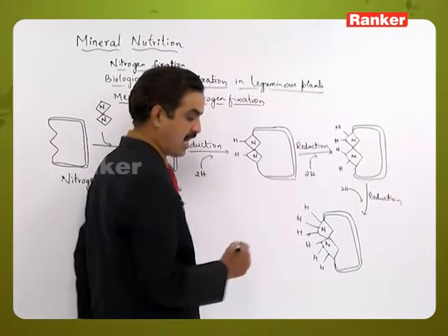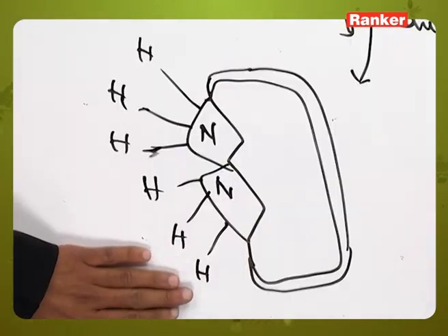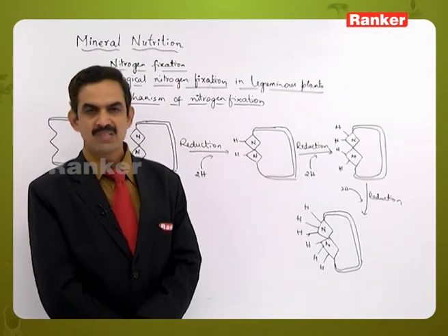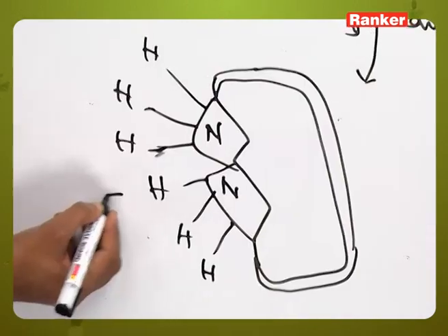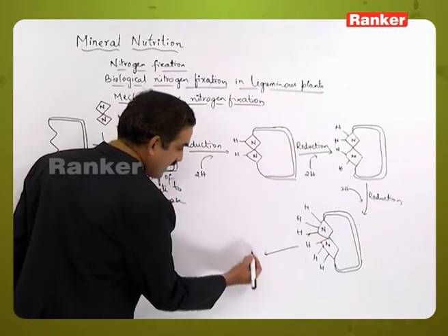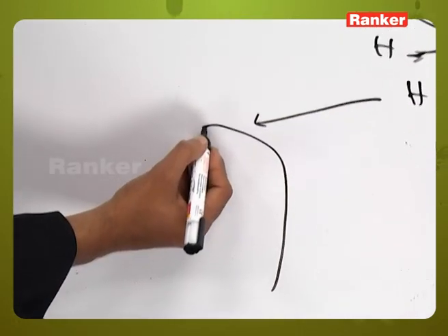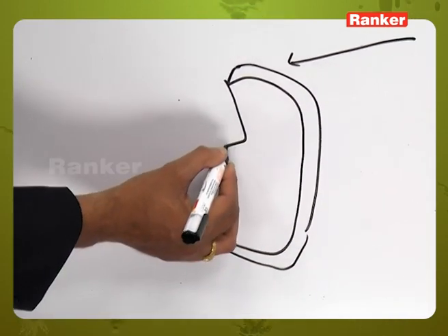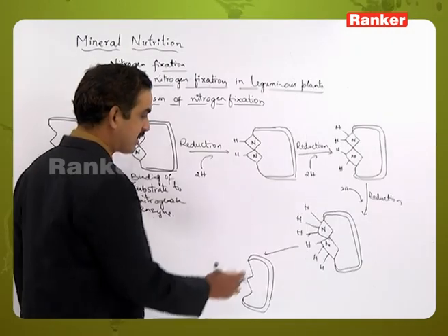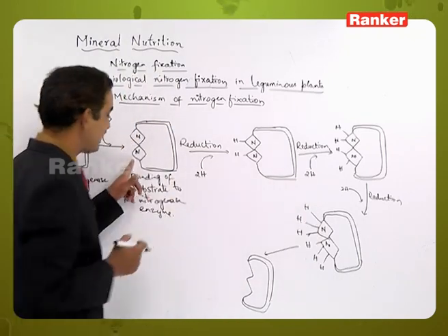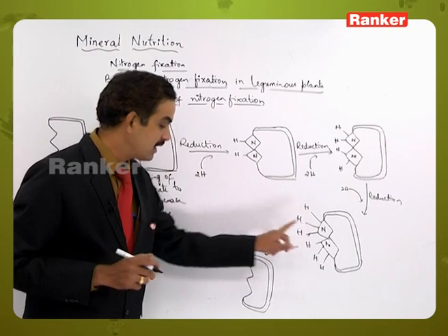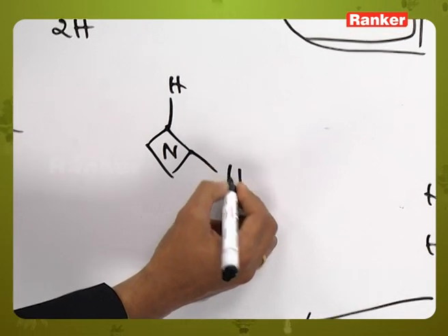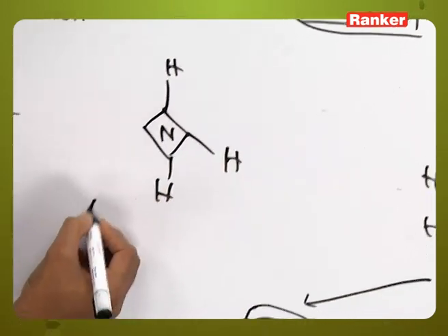And this is how the complete reduction of the nitrogen takes place, by addition of a total of 6 hydrogens to the two nitrogen atoms. In the final step, the enzyme will be separated. That means the enzyme is separated, and it may further participate in other processes of nitrogen fixation. And the substrate which was taken here, the nitrogen molecule, now will be converted into the product, and it is released in the form of two molecules of NH3.